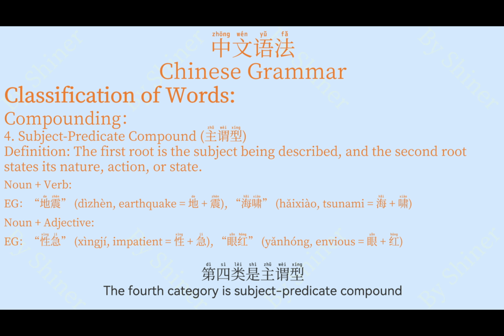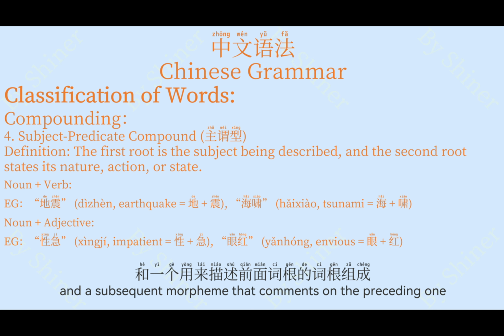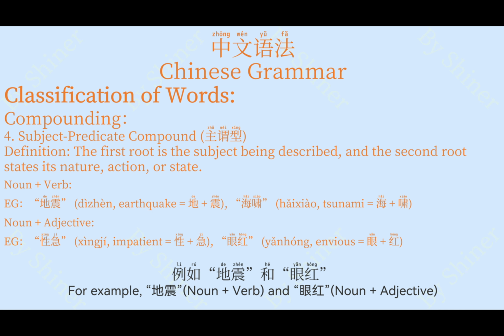The fourth category is subject-predicate compound, typically composed of a preceding nominal morpheme and a subsequent morpheme that comments on the preceding one. For example, 地震 and 眼红.